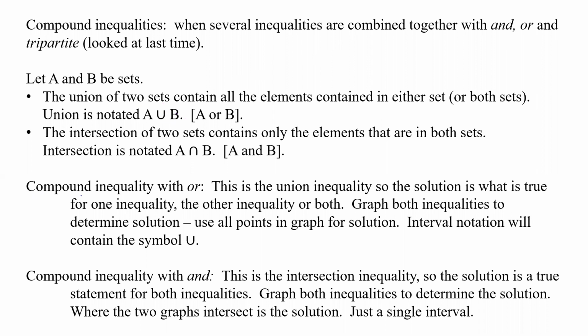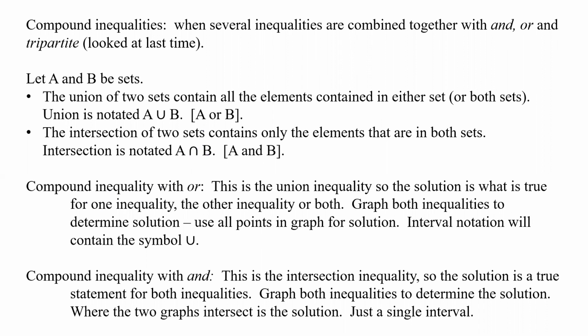Then we have the intersection of two sets, and that contains only the elements that are in both sets. This is notated with the upside-down U, and so that's going to be A intersect B, or A and B. Okay, so that's how that looks.